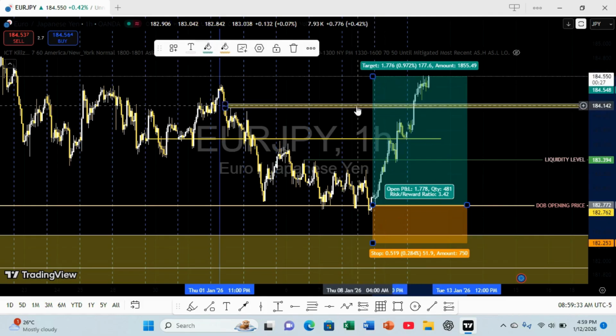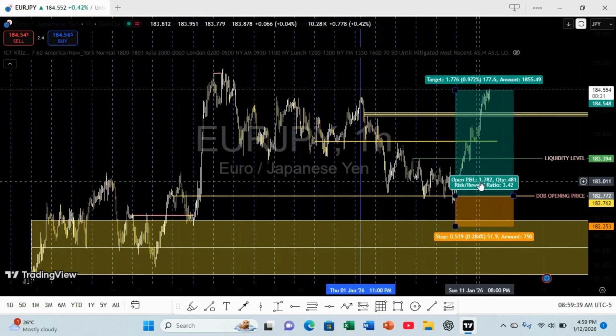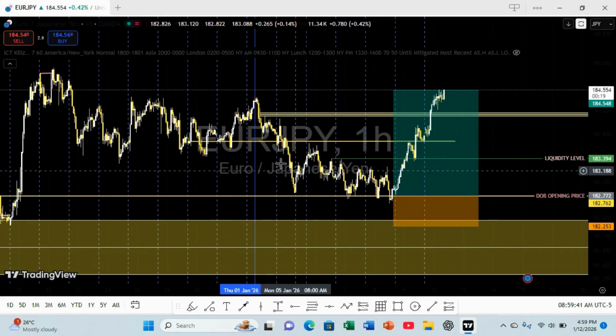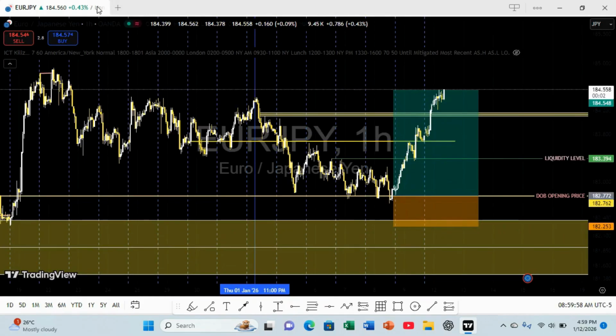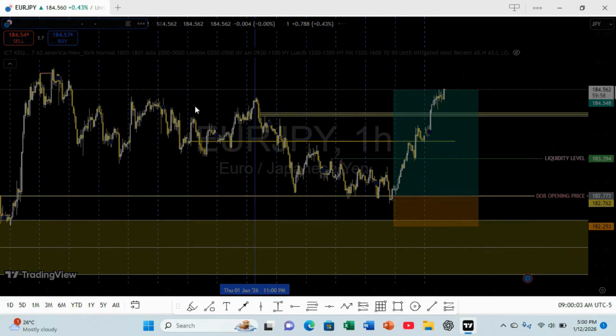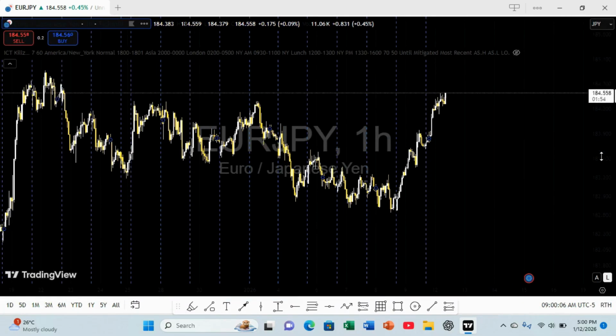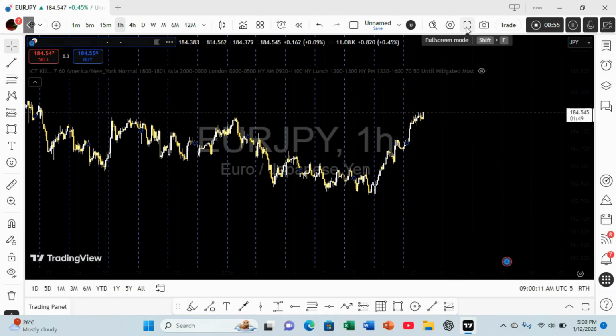It was a swing trade. So I'm going to show you how I was able to take this trade. Let me connect to another broker and look for another pair here where I can show it very well. Let me get another broker like this one. This is our broker that I'm going to use.